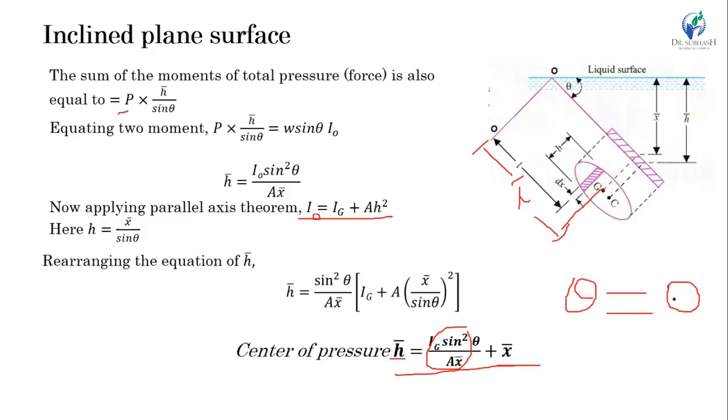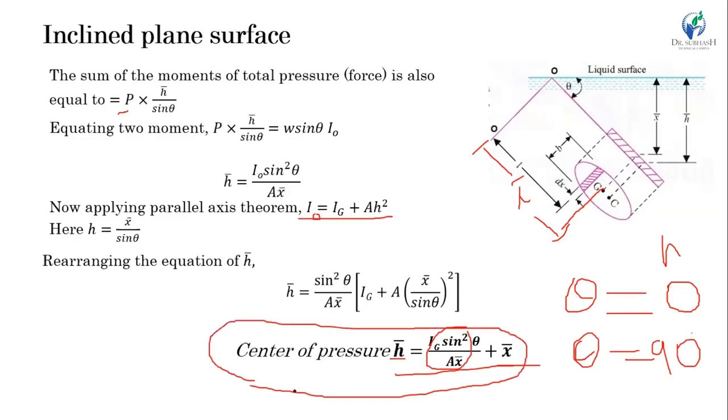If theta equal to 0 is nothing but the horizontal surface, and if we put the value theta equal to 90, this equation will become Ig divided by A x bar plus x bar, which is nothing but the equation of center of pressure for a vertical plane surface. Hence we can say this equation is a universal equation and applicable to all types of plane surfaces, but plane surfaces, not any inclined surfaces.